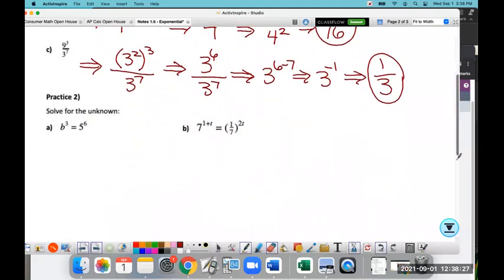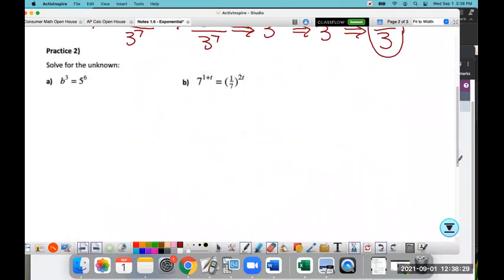All right, practice 2. Solving exponential equations. There's a few different strategies that we can use to solve exponential equations. For something like problem A, what I'm going to do is I see that my variable is in my base. So I'm going to try to get the powers to be the same so that I can just drop the powers, which I can do.